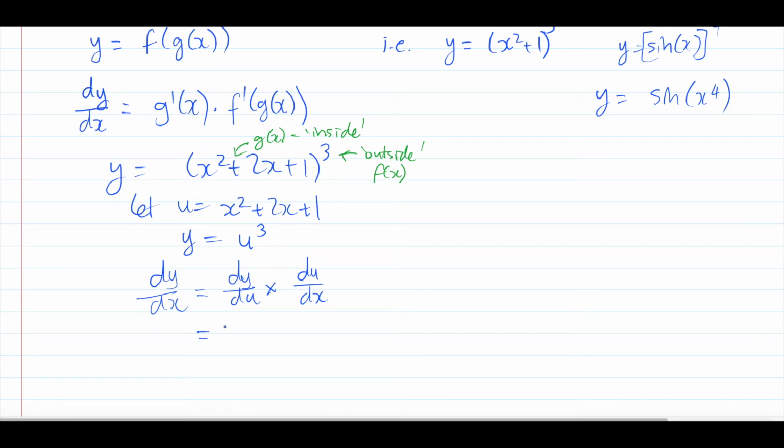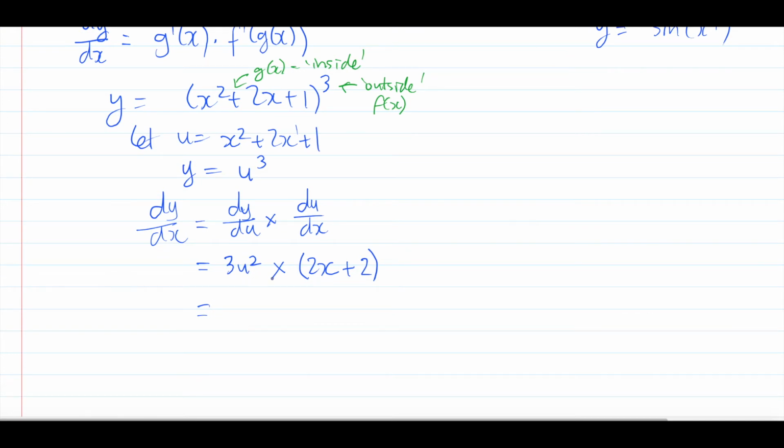So dy/du in this case is 3u squared. You bring the power down, which is 3, and then you minus the power by 1. Very simple. And then du/dx, the same thing: we look at u, we look at x, we differentiate. This is polynomial differentiation. Bring the power down, 2x becomes just a 2 because that power is 1: 1 times 2 is 2, and then 1 minus 1 is 0, x to the power of 0 is 1, so you end up with 2 times 1, which is 2. Plus 1 just disappears. And then you have 3u squared times (2x plus 2).